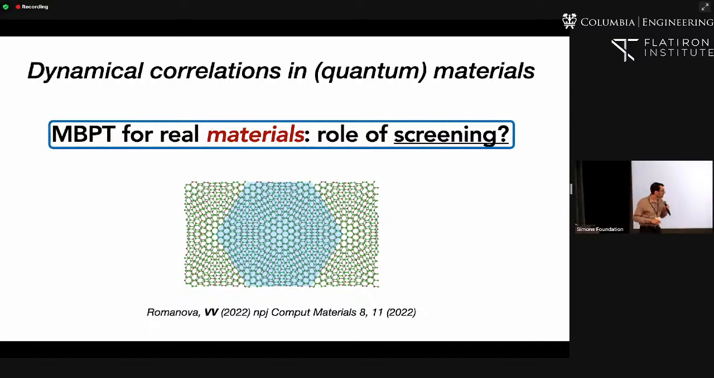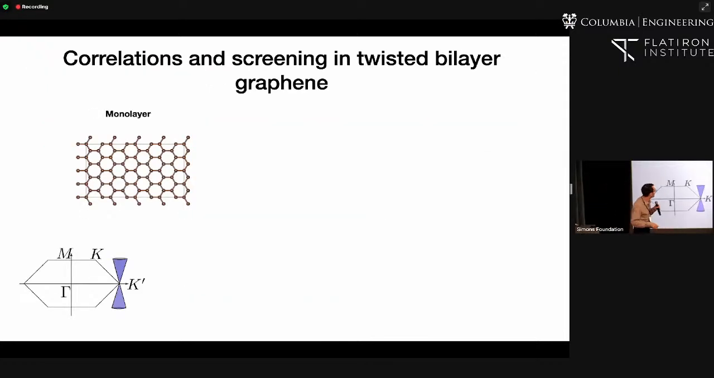I will just motivate in a second why that is at all interesting, because twisted bilayer graphene is one of those things that everybody talks about, usually in connection to strong correlations. And for those who want to see more details, there is this paper.